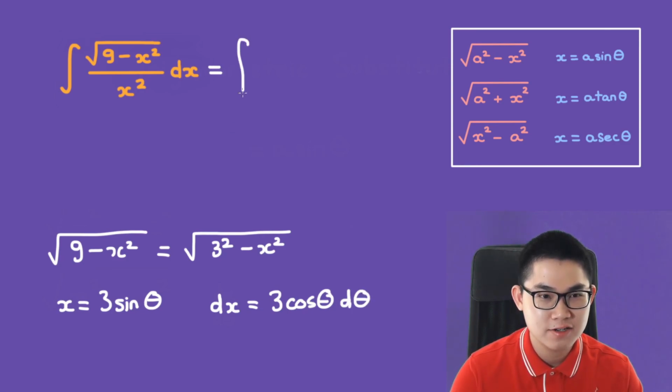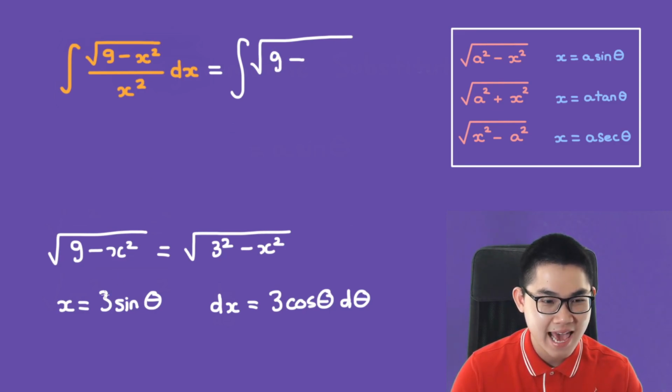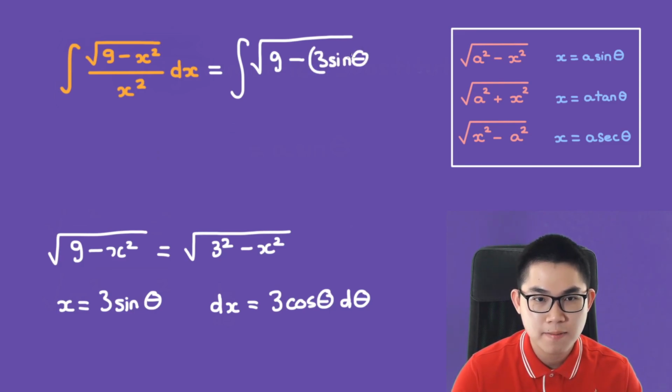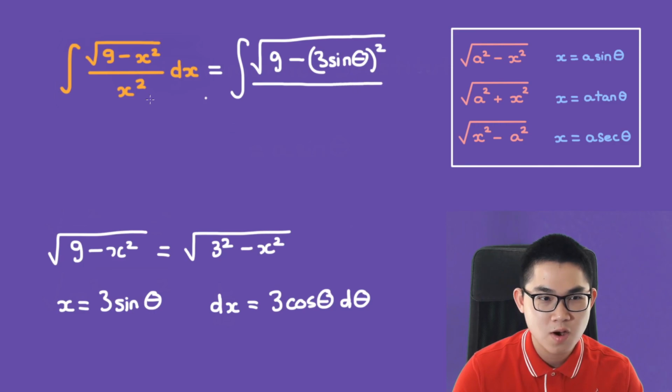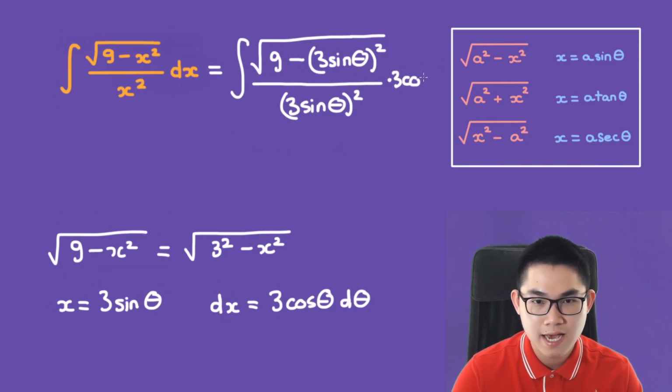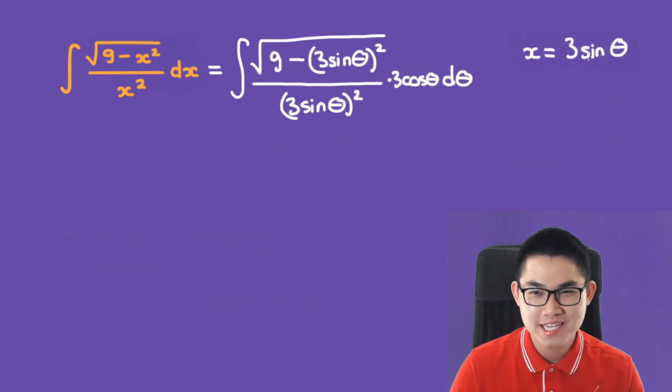So we have the integral of the square root of 9 minus x squared, and x is 3 sine, so 3 sine to the power of 2, over x squared, so the same thing, 3 sine to the power of 2. And don't forget the dx. This is very important. So dx is equal to 3 cosine d theta. I'm going to put x equals 3 sine up here because this is something that we will reuse later on.